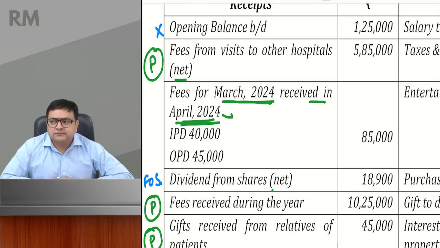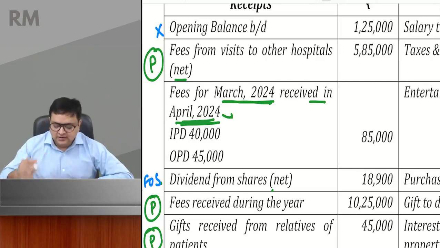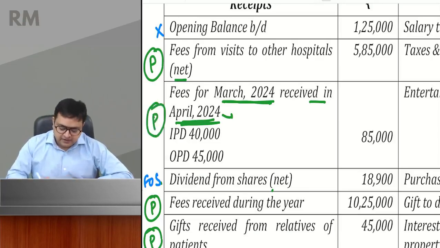Yes. Why yes? Because it is followed on cash basis. Had it been an accrual basis, I would not have made it. I would not have made it if it would have been on mercantile basis. But now it is on cash basis, I'll make it. So 85,000 is my PGBP.